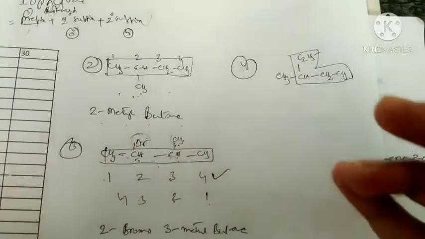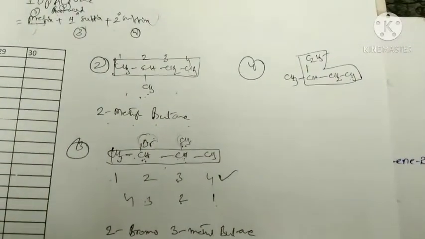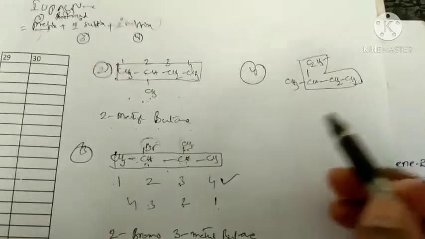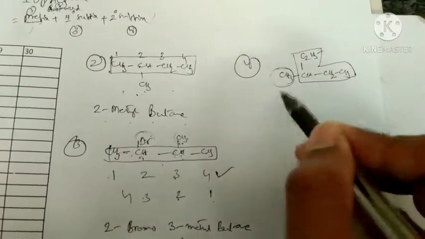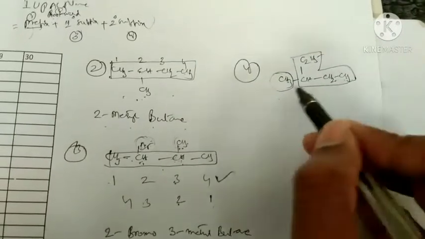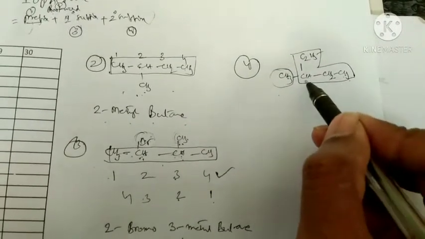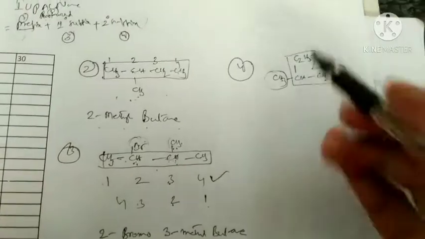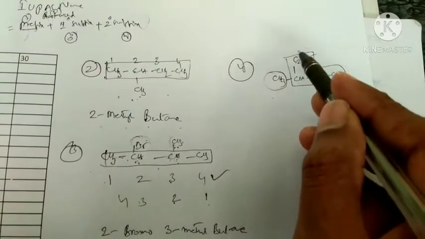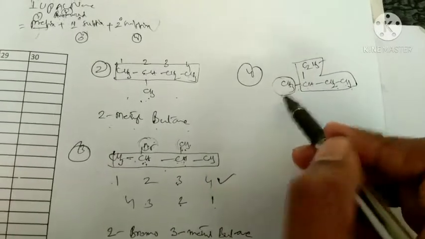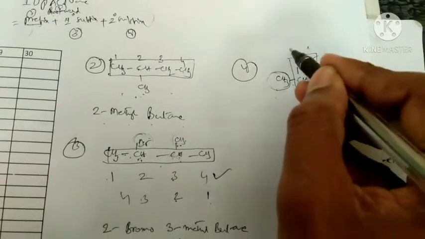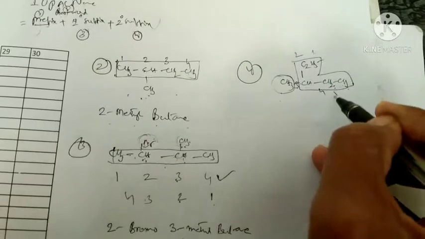Left to right or right to left? We should give numbering from any side, because this is a substituent. If you give number from this side, 1, 2, 3, here 2 carbons are there, 4, 5. If you give number from left to right, 1, 2, 3, 4, 5, then also this carbon gets third position. So you can give number from any side, 1, 2, 3, 4, 5.